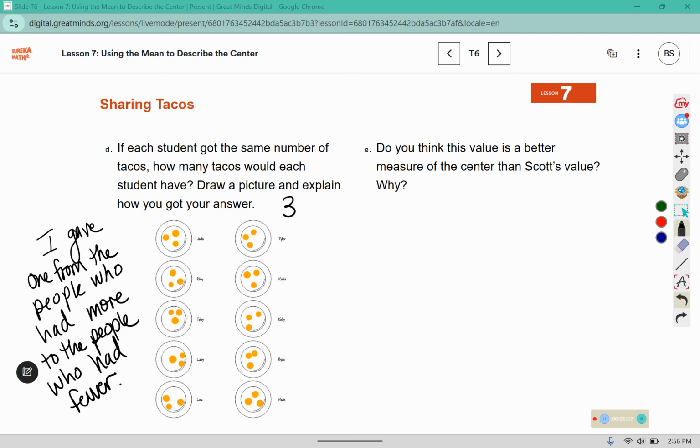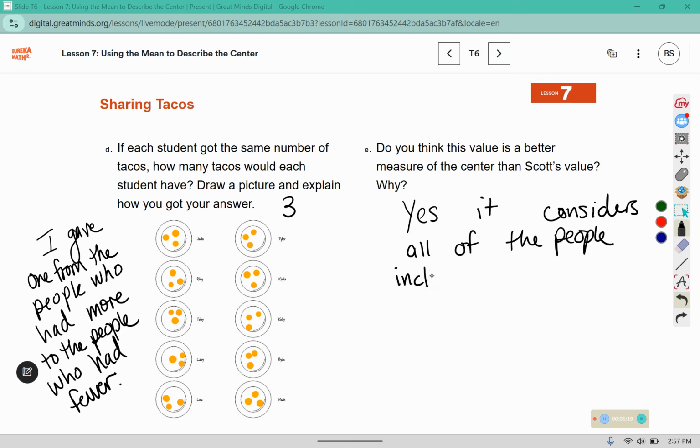Do you think this value is a better measure of the center than Scott's value? Why? I think it does. It considers all of the people, including those who had more or less than 3 to 4 tacos.